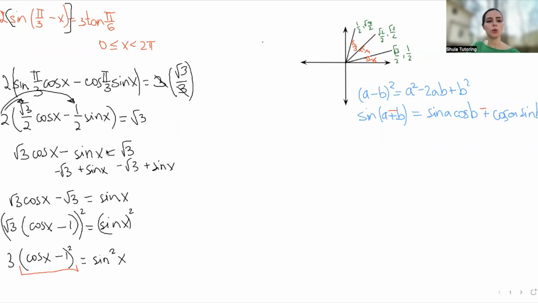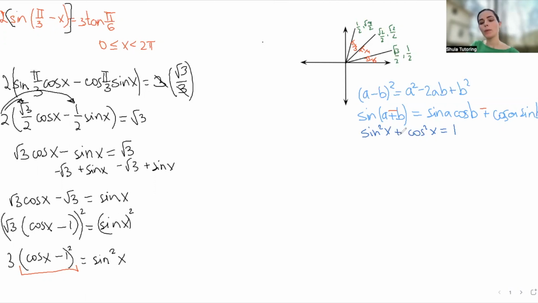And what do we do for our sine squared x? Well, there is another formula that says that sine squared x plus cosine squared x is equal to 1. So this formula is useful to us because if we want to have a chance of solving or simplifying this, we want to have either cosines or sines.